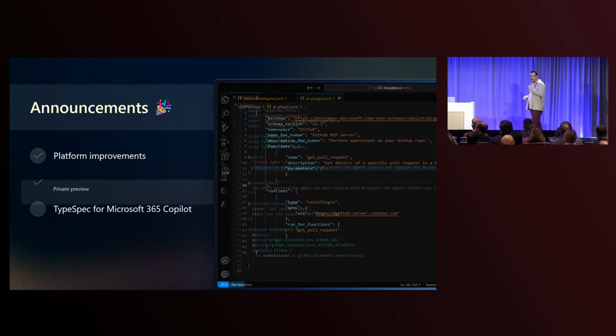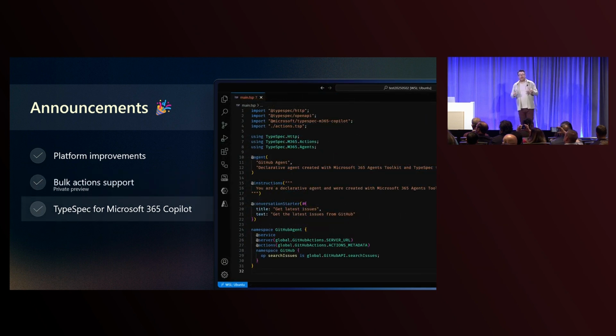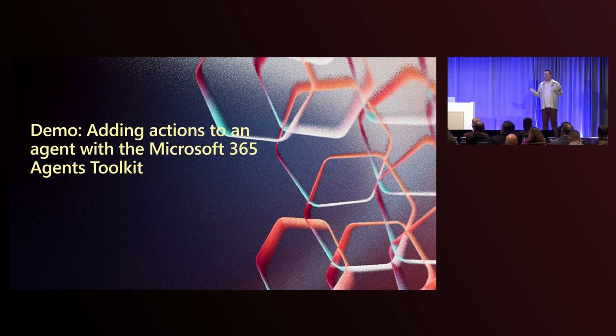And finally, as devs, you will now be able to use a new language, a language called TypeSpec, that will enable you to build declarative agents in a fully typed way. So far, it's been a lot of JSON files editing that you had to do as a pro dev. Now we're bringing a full language that supports these capabilities. That's pretty cool. That's what we're going to do a little bit later right now with the demo.